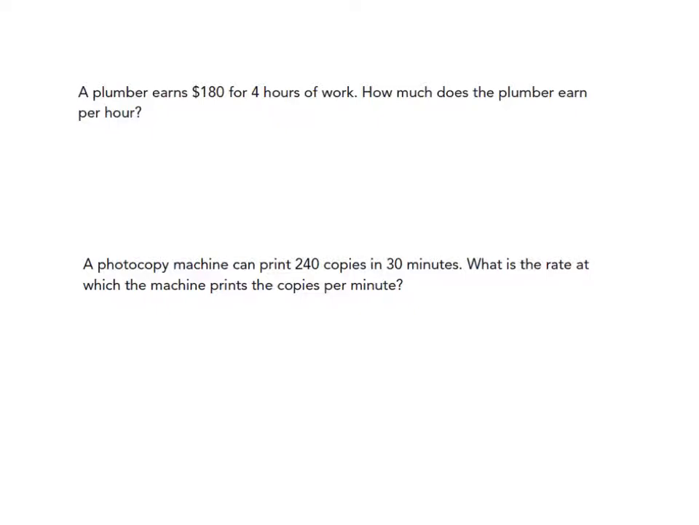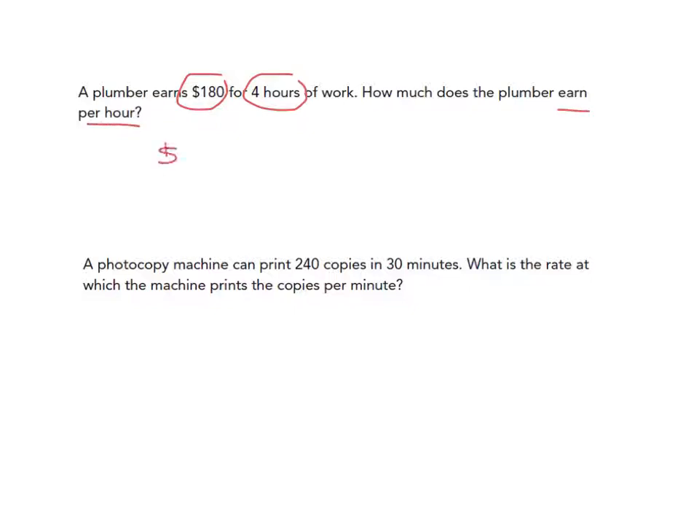What's given to us here are a couple of rates, and a rate is comparing two things that have different amounts. So if I look at the plumber, what they're showing is the plumber earns this amount, $180, but that's for 4 hours of work. So I'm really comparing the amount of money to the hours worked. Then they want to know what they earn per hour, and that means out of one.